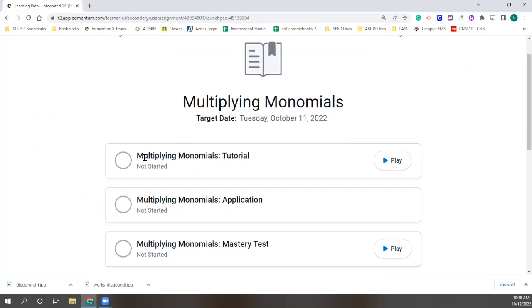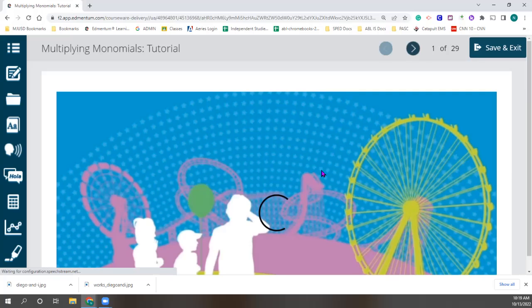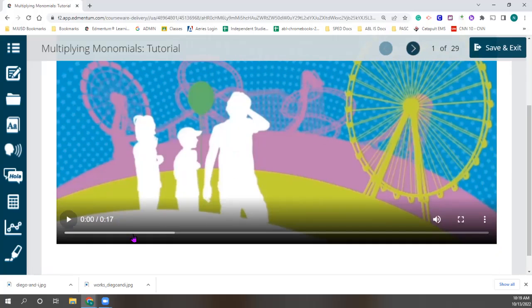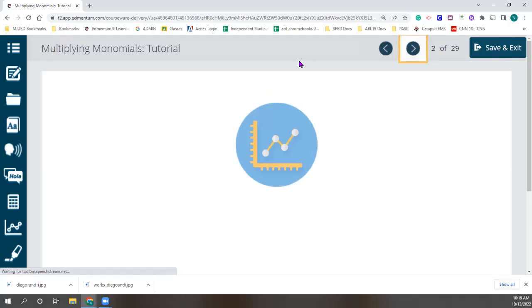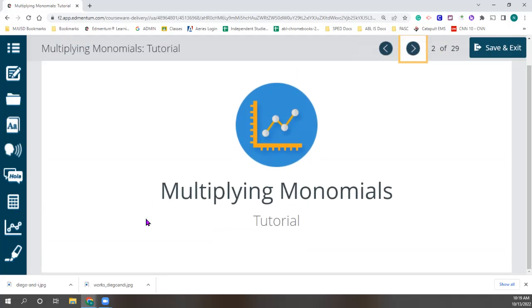We have the multiplying monomials tutorial and multiplying monomials application, then the mastery test. Let's get into it. This is the same intro each time. I'm going to skip that for time.